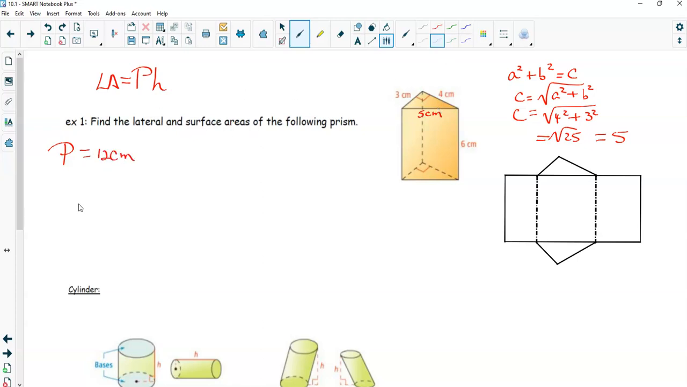Now I need the height. The height is 6 centimeters. It is the one that connects one base to the other. That is the height of the prism, I'm sorry. So that's 6 centimeters. All I have to do with those two numbers is multiply them. So 6 times 12 is what? 72. Centimeters times centimeters is square centimeters. So the lateral area is 72 square centimeters. So we answer one of the questions, the lateral.